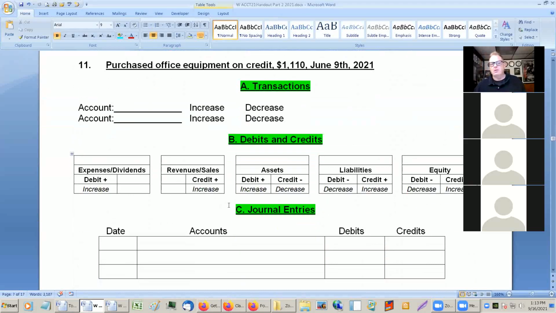Number 11, purchased equipment on credit. And this is a little bit confusing because this credit is not the same as crediting the account. So what accounts do we need? Equipment and accounts payable. Good. It's kind of confusing. It's just the way it's written.